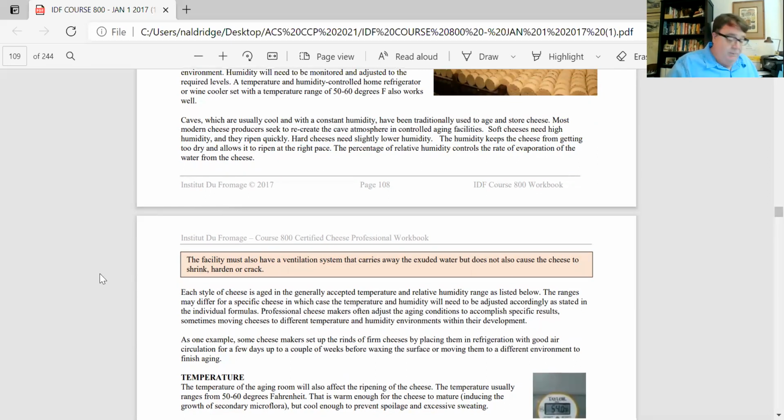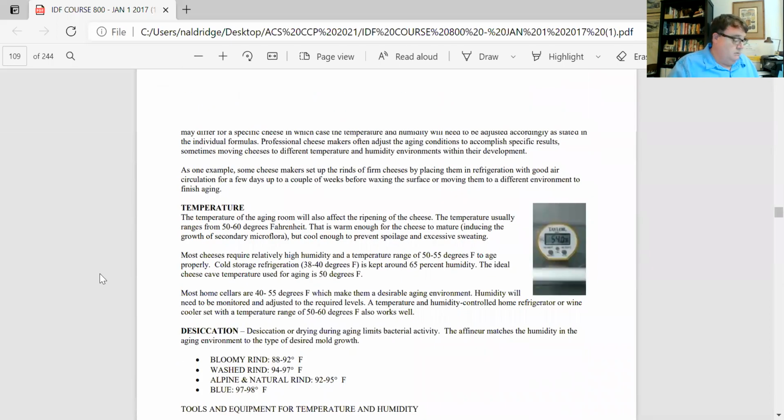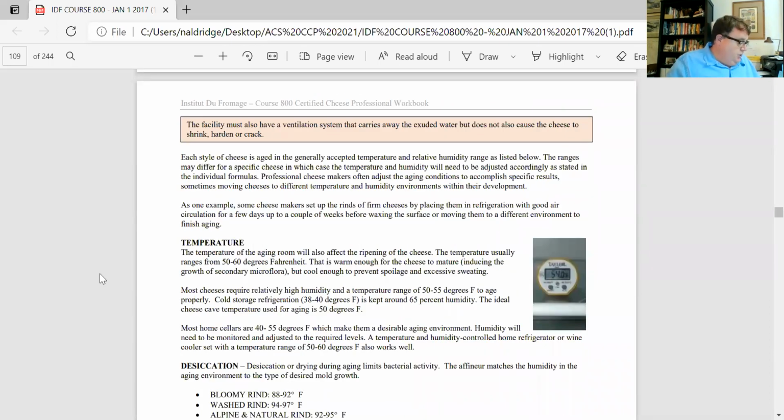All right, now page 109. Temperature. Temperature is a big deal just in the cheese world. So this is something to remember there, especially that first paragraph. And knowing that the temperature of the aging room will also affect the ripening of the cheese. That's easy to remember. And that temperature usually ranges between 50 and 60 degrees Fahrenheit.